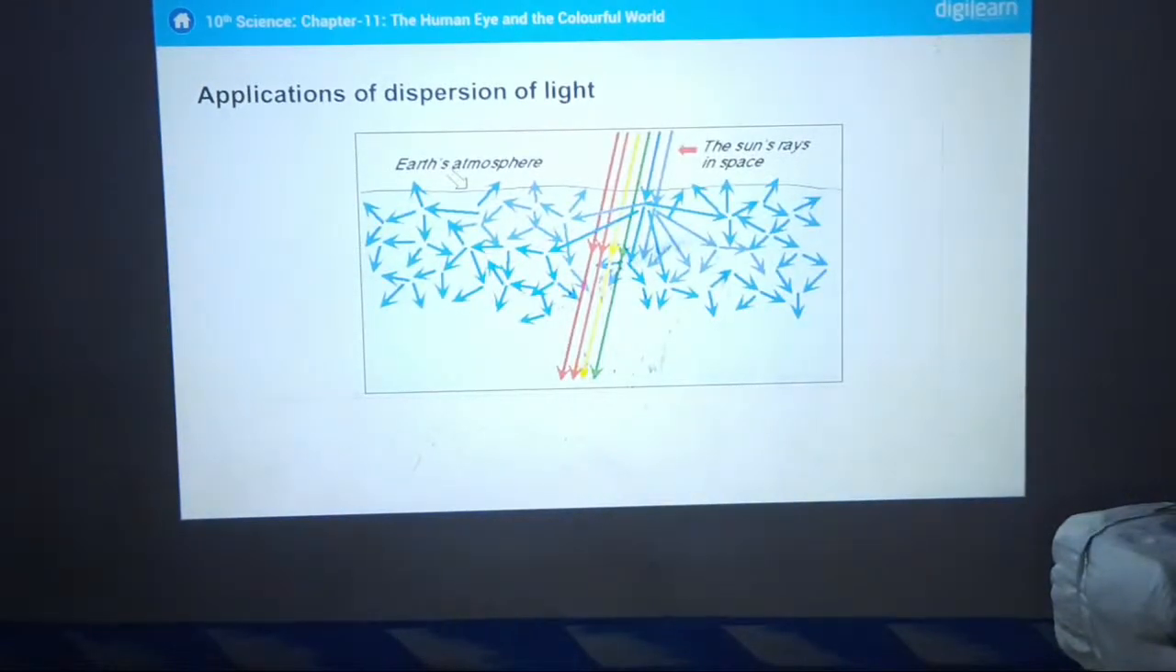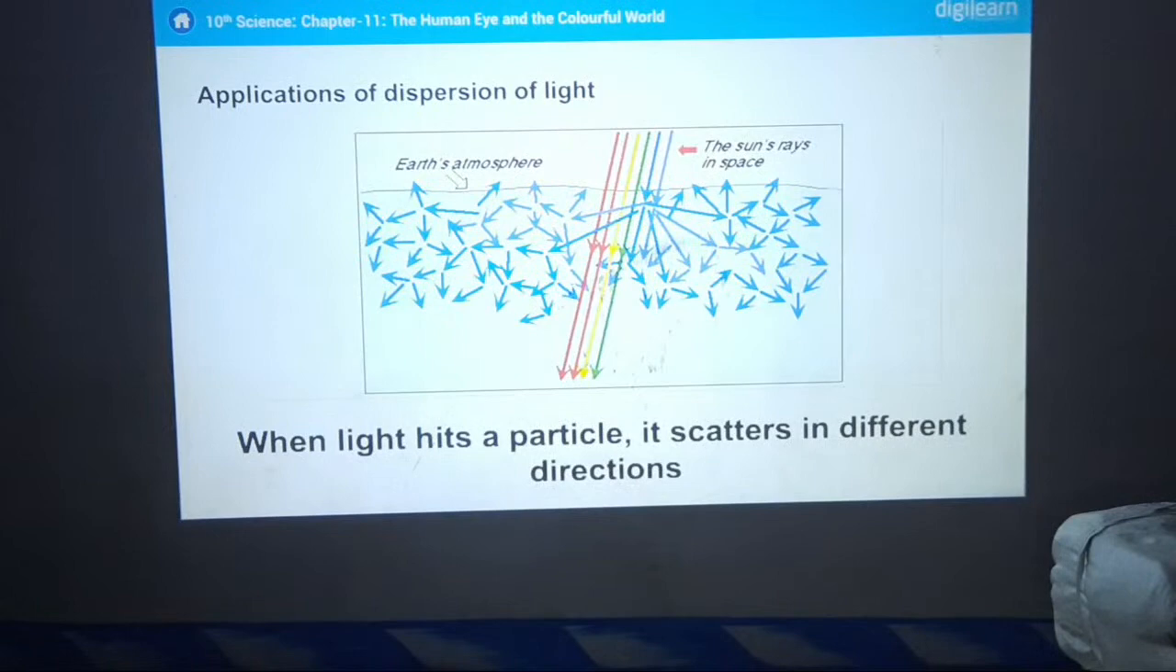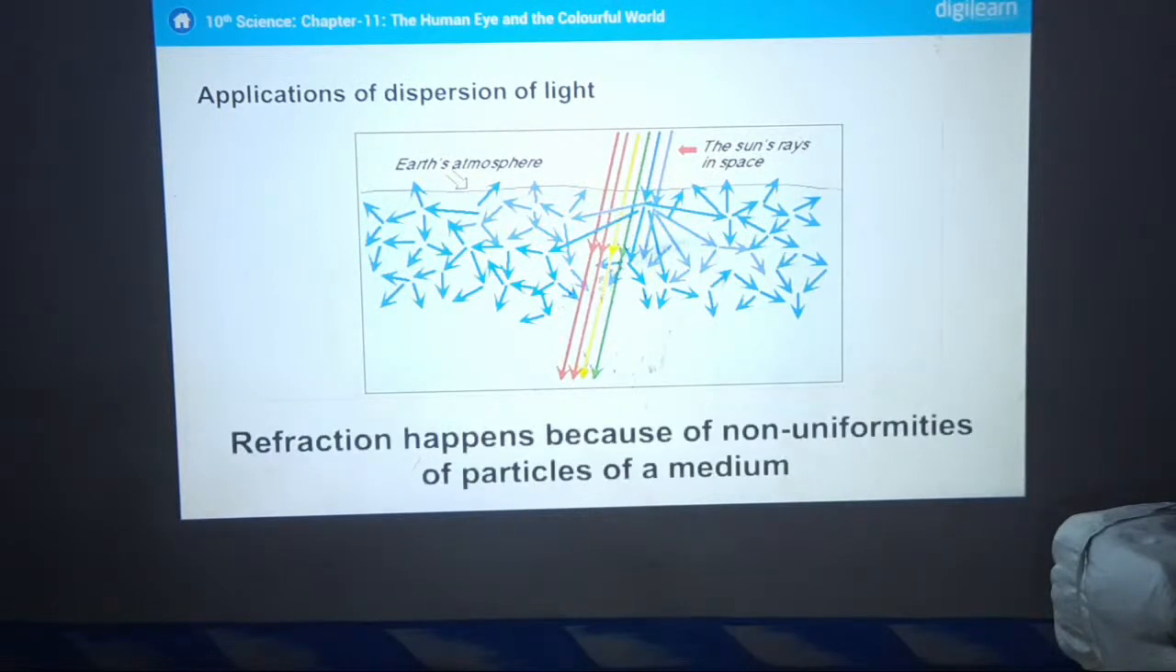Scattering of light. When light hits a particle, it scatters in different directions. Refraction happens because of non-uniformities of particles of a medium. Many interesting phenomena can be observed because of scattering of light. Some of them are given here.